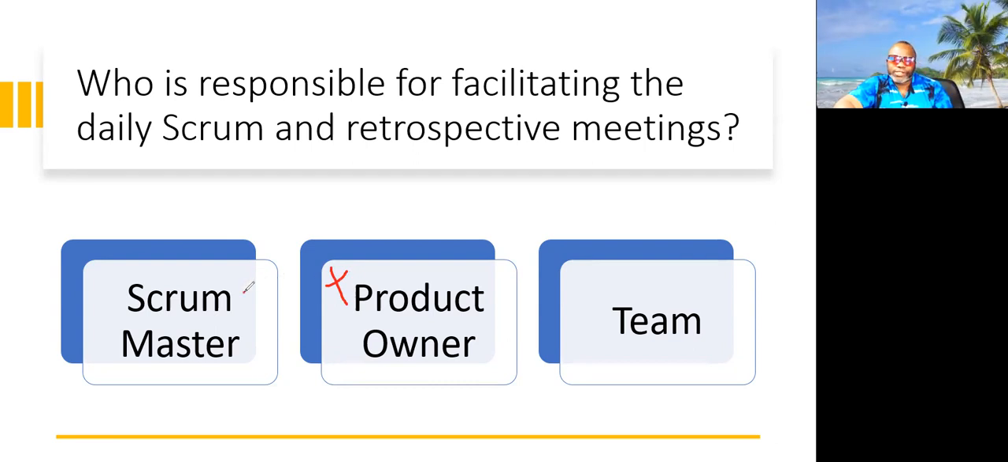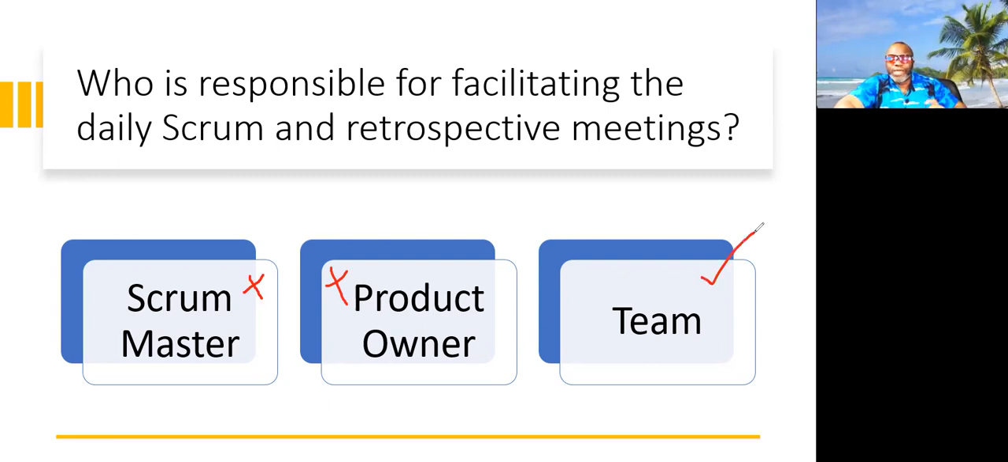It might shock you, but the Scrum Master just needs to ensure that the daily Scrum was held. They are not responsible for facilitating, neither do they need to be there. It's not one of their core roles. So my friends, the best answer is team.